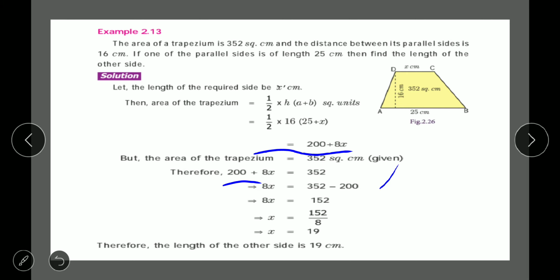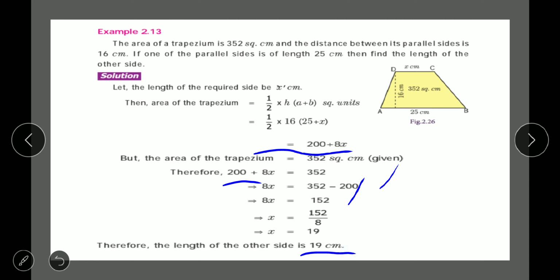Subtracting means 152. 8 is in a multiplication. When it comes this side, it will become division. So 152 by 8, if you cancel, you will get 19. So the other parallel side is 19 centimeter. This is how you can find.